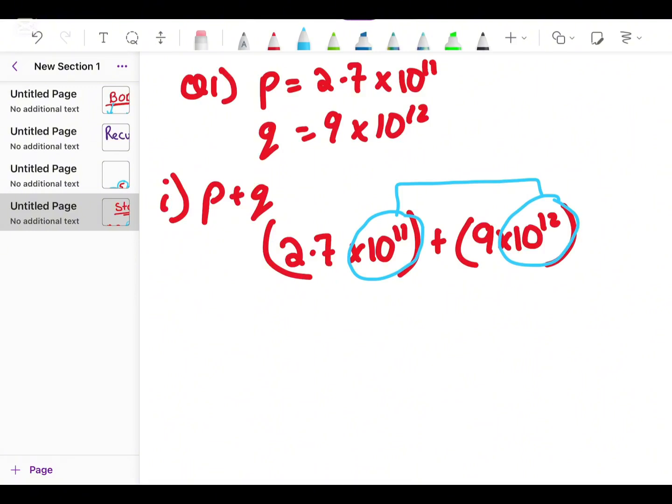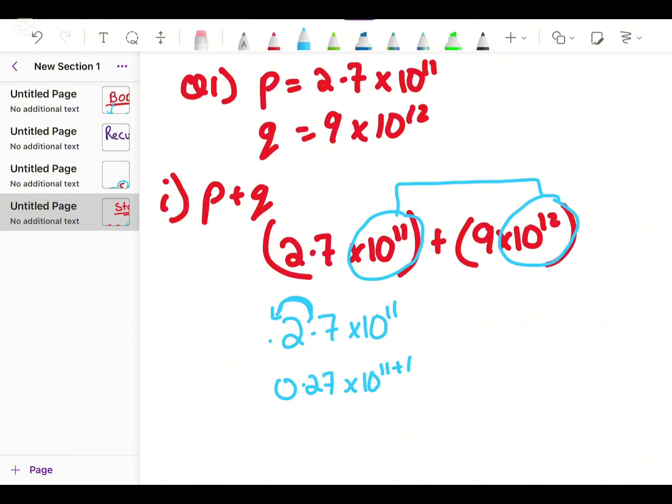Now listen to me very carefully. What I will do right now: I have 2.7 multiplied by 10 raised to the power 11. What will happen if I move this decimal point to this side? It will become 0.27 multiplied by 10 raised to power 11 plus 1. Why plus 1? Because I am moving the decimal point to the left side, and I just take one step. That's why I write plus 1.